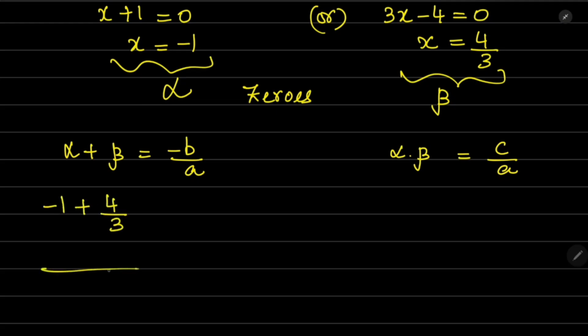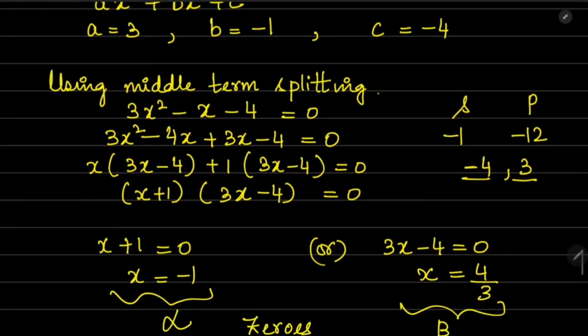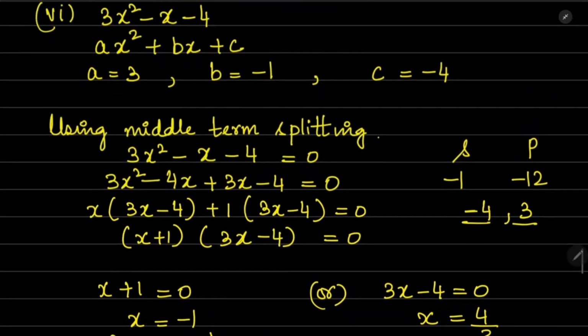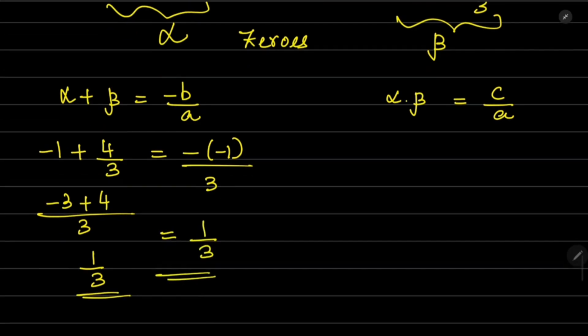Take the LCM 3. So you'll have minus 3 plus 4. What is 4 minus 3? It is 1 by 3. Okay. So what is minus b? What is your b here? Minus 1. So minus of minus 1 whole divided by what is your a? A is 3, isn't it? So minus into minus is plus, again 1 by 3. So 1 by 3 is equal to 1 by 3, hence verified.